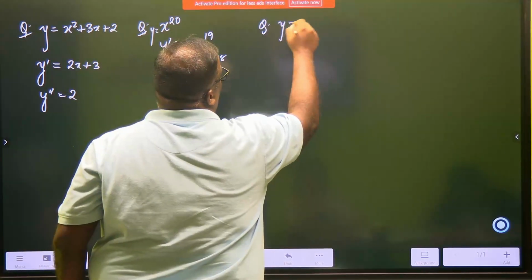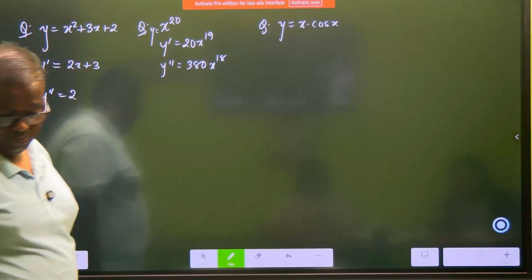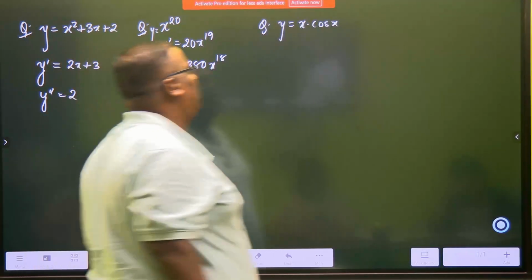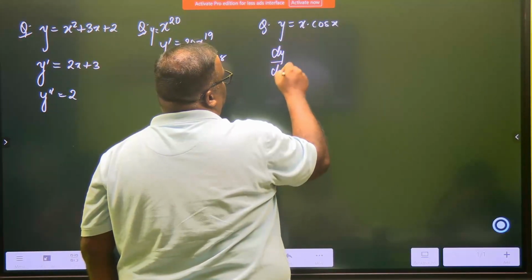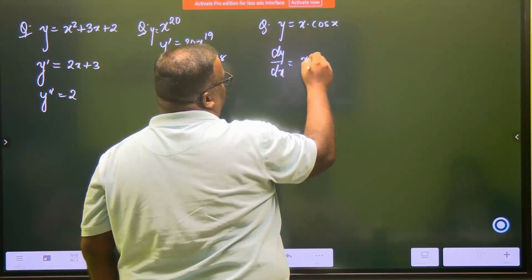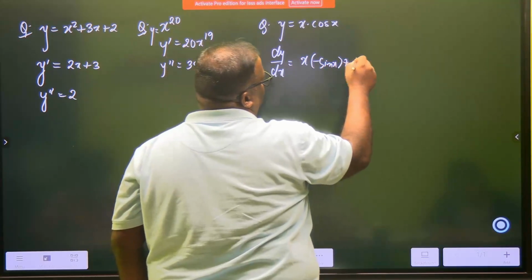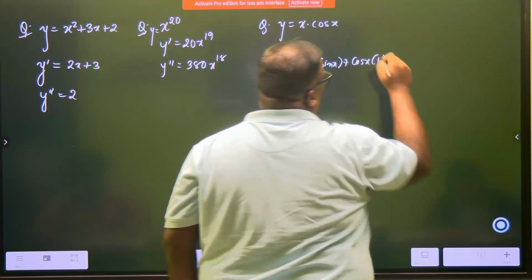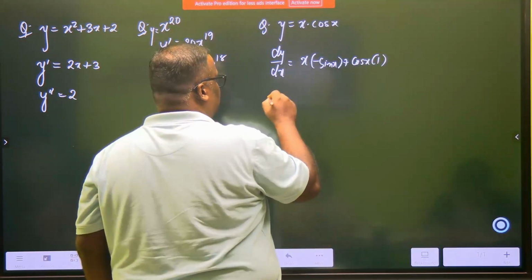Y is equal to x dot cos x. I'm writing y prime. If you want to write it as dy by dx also, all fine. So let's do it like this now. Dy by dx. This is product: x into negative sine x plus cos x multiplied by 1. Perfect. Now we have to do second order derivative.